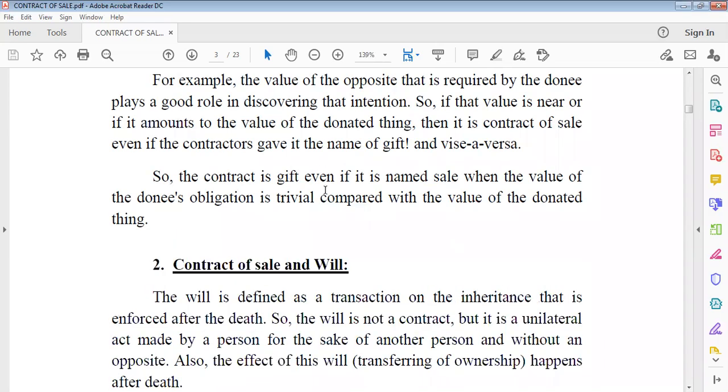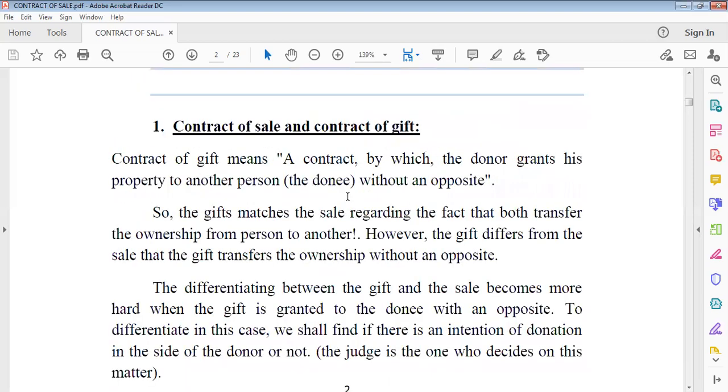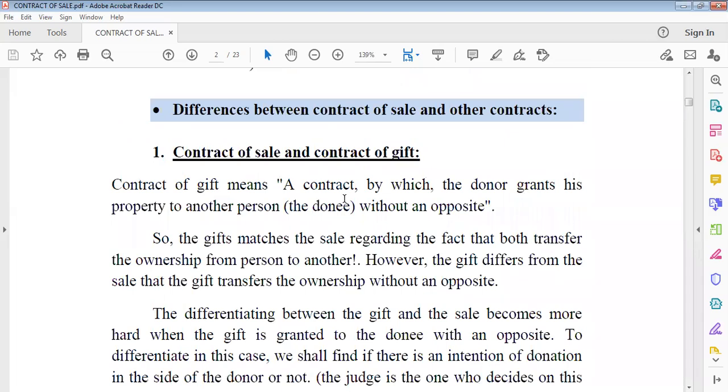So the contract is gift even if it is named sale when the value of the donee's obligations is trivial compared with the value of the donated thing. Like what we said regarding the example between Maher and Baha, we said that the donee's obligation, which is the 100 shekels, is actually trivial compared with the value of the donated thing, which is the car of Maher. That's why we say that the contract here is a contract of gift, and it shall in no way be considered a contract of sale. Okay, so this is the first thing I wanted to highlight, the difference between the contract of sale and the contract of gift.